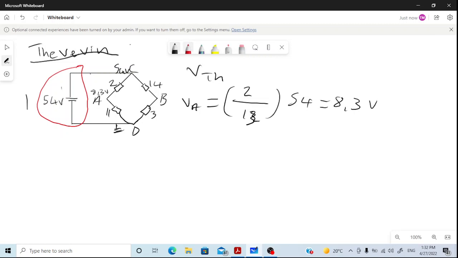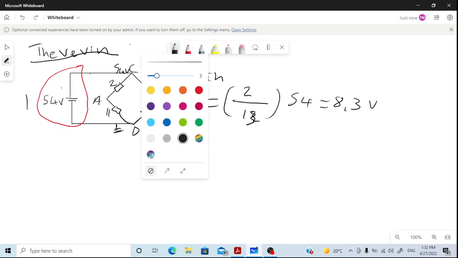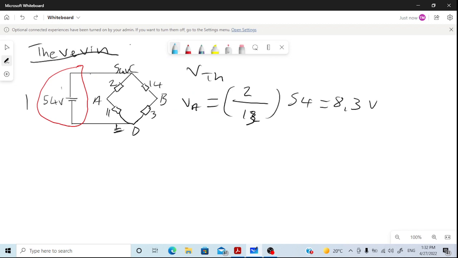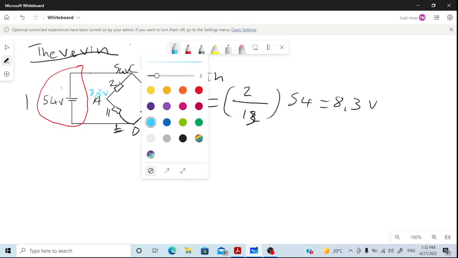Let me write in a different color, and I will specifically tell you why I'm looking for VA in this instance, and why not any other voltage. I will clarify that, because you need to know why I am taking the steps that I'm taking. So here I get 8.3 volts. All right, fine. Let me go back to black.